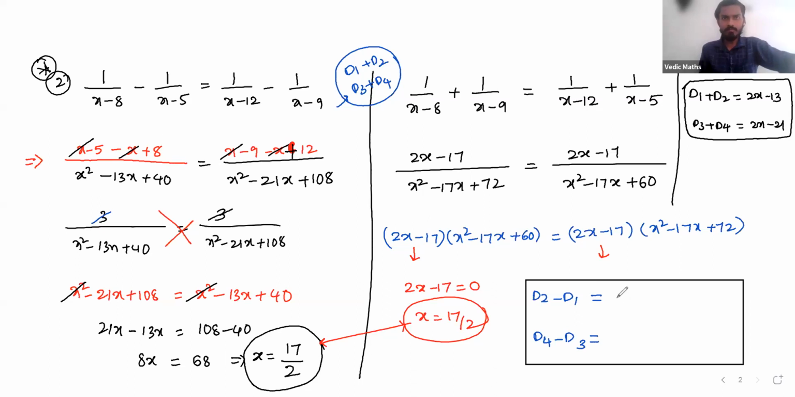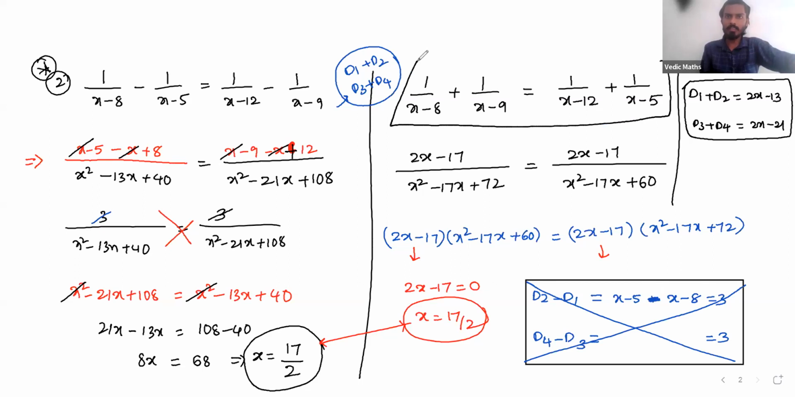Okay, that is d2. So x minus 5 plus, not plus, it is minus x minus 8, that equal to 3. So this is also not working. Okay, this is also not working. That means immediately the given problem you have to convert into like this. And after that again you have to take here d1 plus d2 and d3 plus d4, same or not. So in both cases, we are getting 2x minus 17 and 2x minus 17.